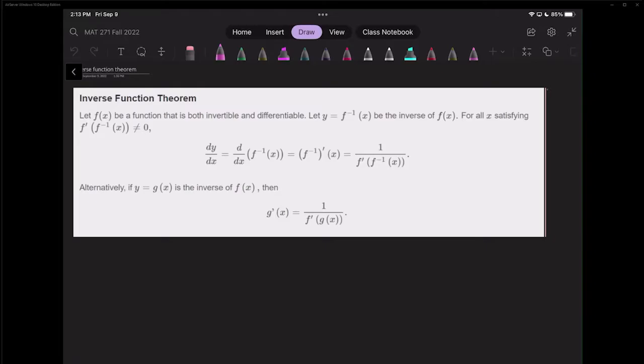Alternatively, if y equals g of x is the inverse of f of x, then g prime of x is equal to 1 over f prime of g of x. I think this is going to be a little bit less complicated than it seems. We just have to find the derivative of the original function, plug its inverse into said derivative, and we just have 1 over that as the derivative of the inverse.